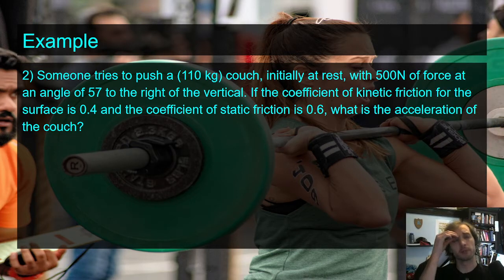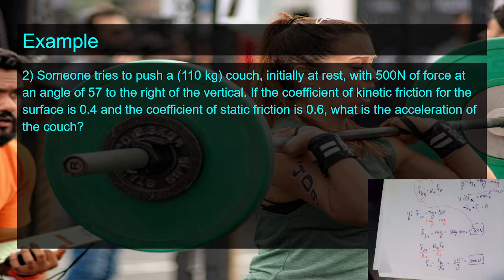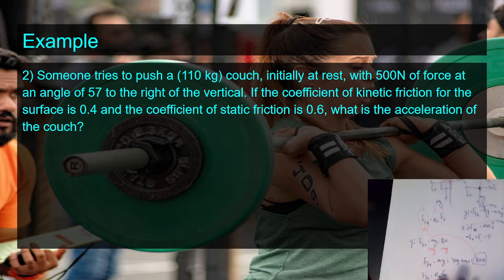Normal force can actually make something unbalanced if, for example, you're in an elevator. So someone tries to push a 110 kilogram couch initially at rest with a 5,000 Newton force at an angle of 57 degrees to the right of the vertical. If the coefficient of kinetic friction for the surface is 0.4 and the coefficient of static friction is 0.6, what is the acceleration of the couch? The reason this question is framed as weird as it is will become relevant eventually, but to start with, let's just get a picture down.